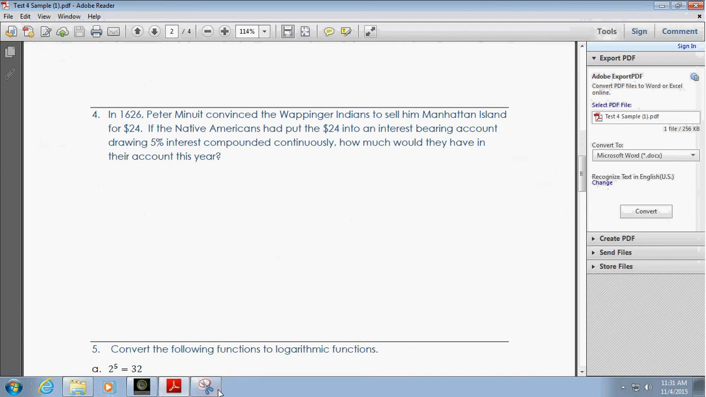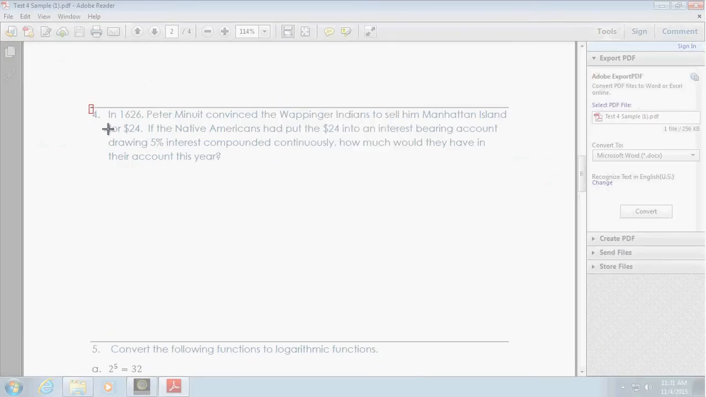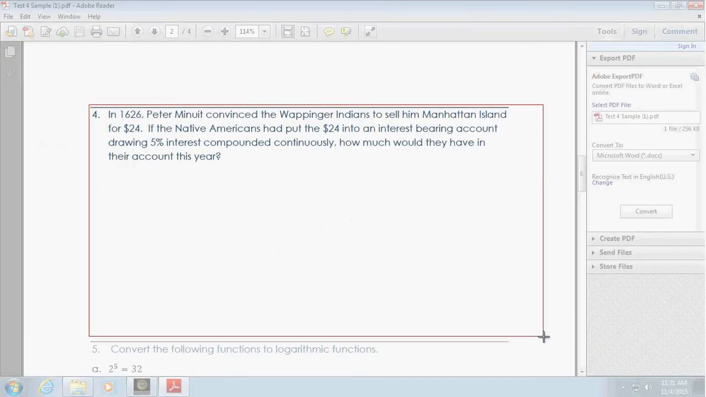This is a good problem. I find this one highly fascinating. I don't need to save it.